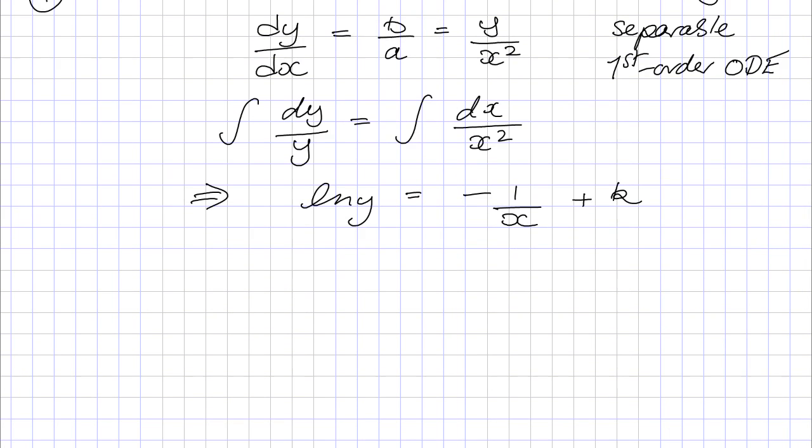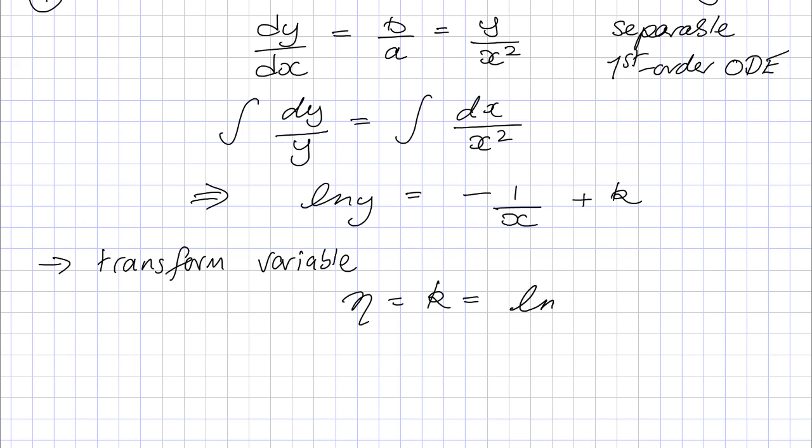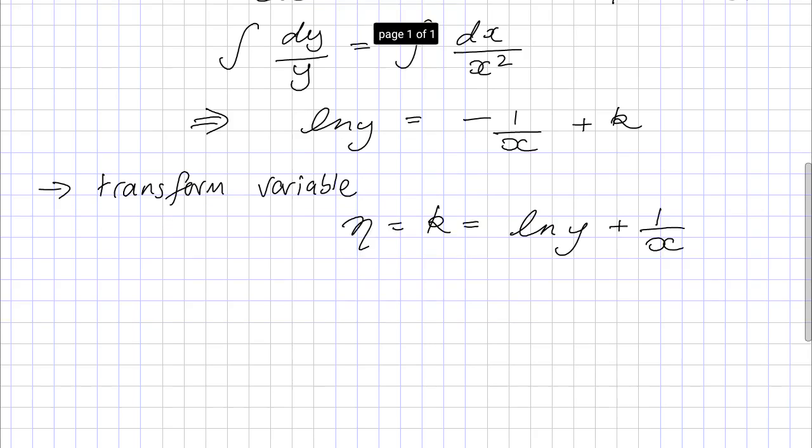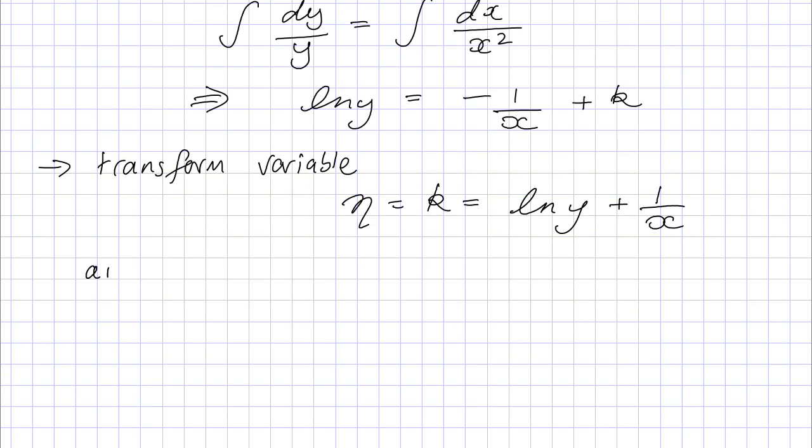So that tells us what the characteristics are, and if we know the characteristics, we know what to choose for one of our transformation variables. We were calling that eta, so that's equal to this constant, which is a function of x and y, so that's log y plus 1 over x, which is constant along the characteristic. So that's one of our variables.